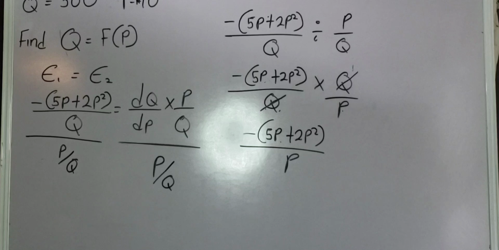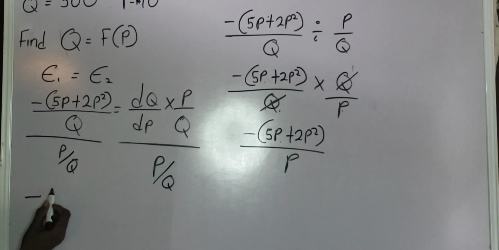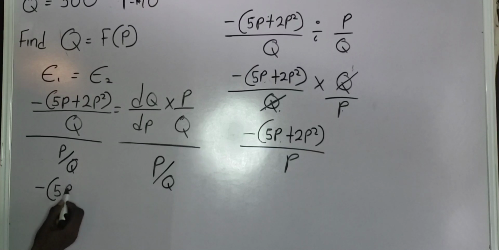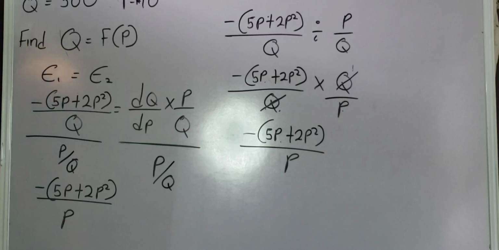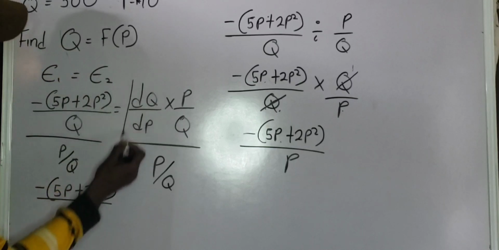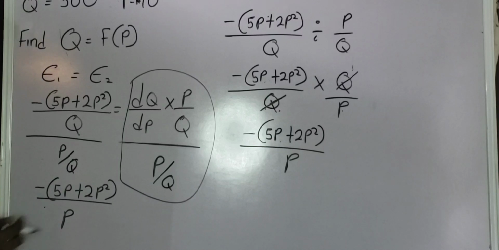Now, I've solved this side. This side now is negative into bracket 5p plus 2p squared all over P. Do you understand? Now let us deal with the other side. The value of this side is this. Now I want to solve this side.